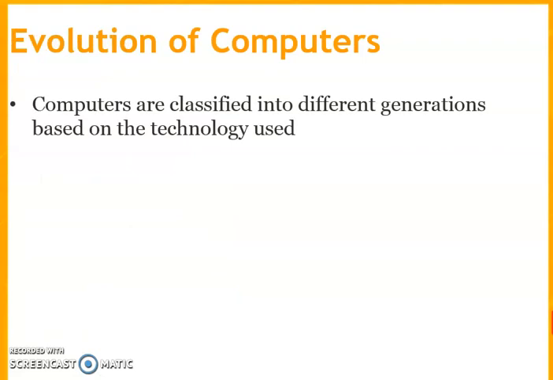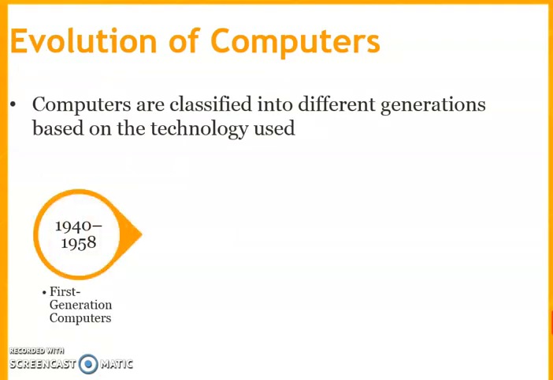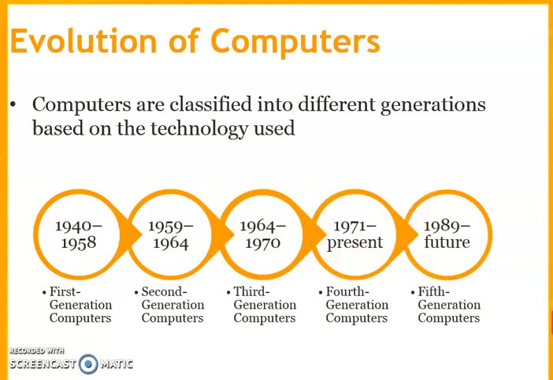Then moving towards the evolution of computers. Computers are classified into different generations based on the technology used. From 1942 to 1958, those computers were used at that time. They're called first generation computers. From 1959 to 1964, it became the second generation. These generations are classified on the basis of the technology used. What technology was used, we will discuss in the next slides.